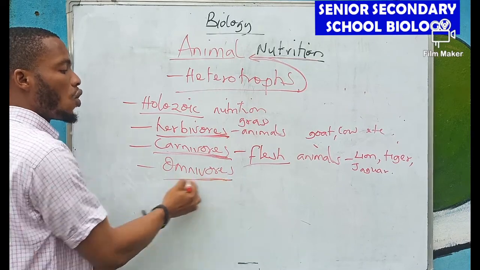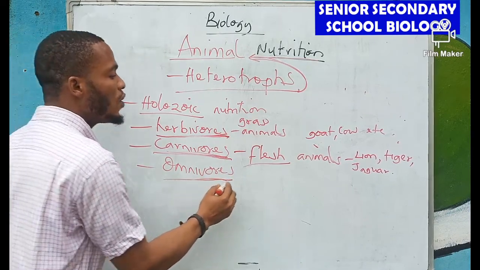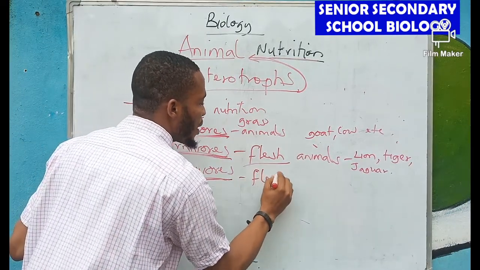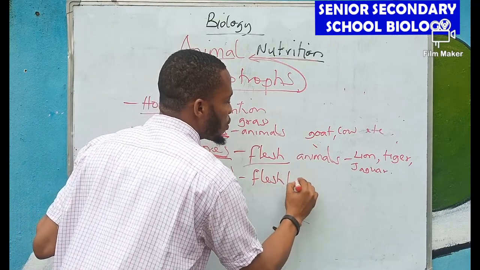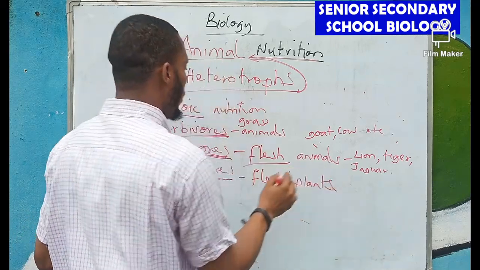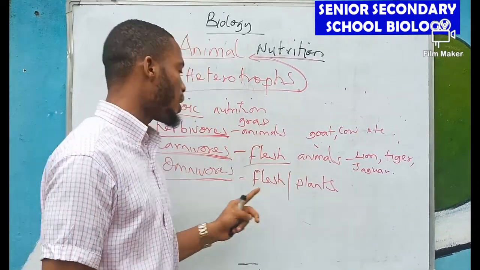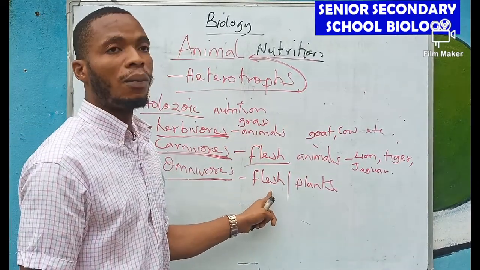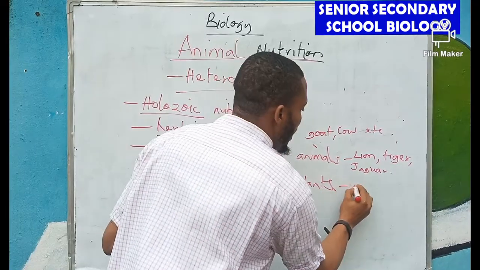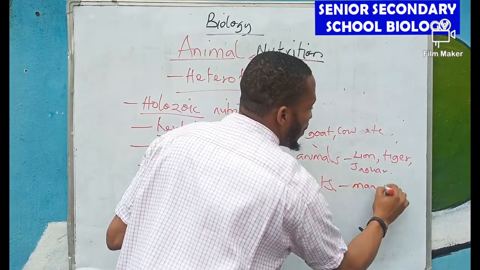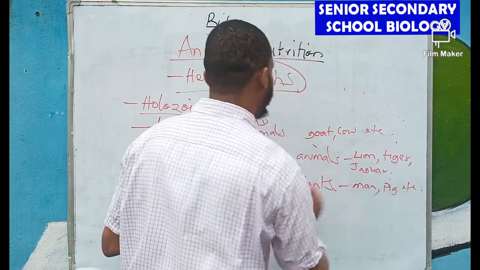The next is your what? Your omnivores. These omnivores, they feed on both flesh and plants. They feed on both flesh and what? Plants. So we have the herbivores, the grass-feeding animals. We have the carnivores, flesh-eating animals, and then we have the omnivores. They feed on both flesh and on plants. Example is your man, your pig, etc.